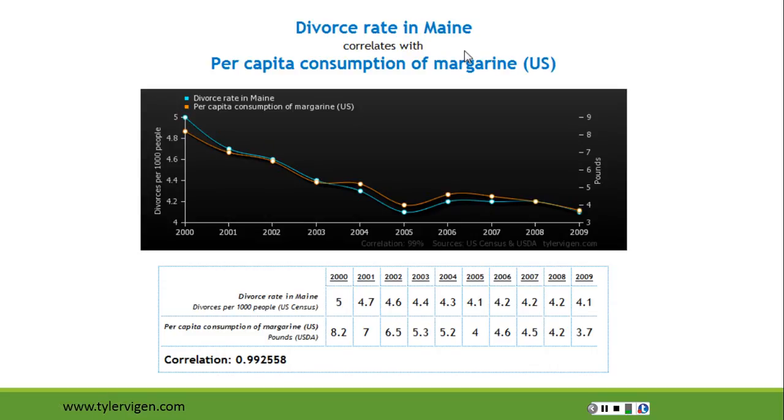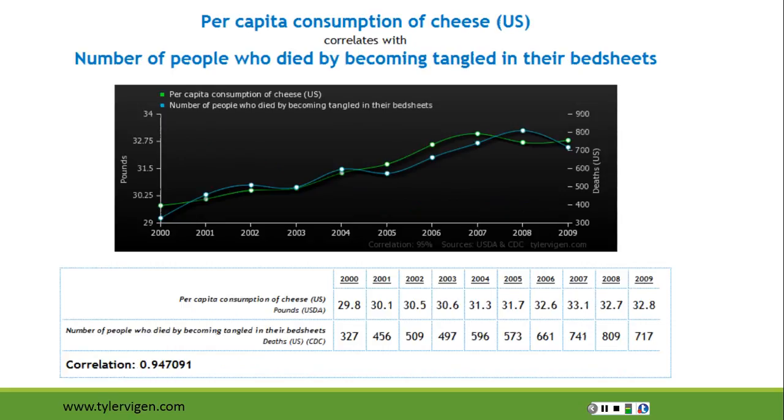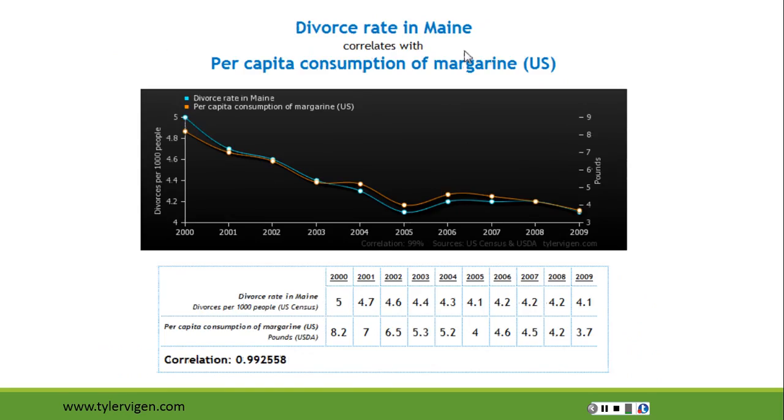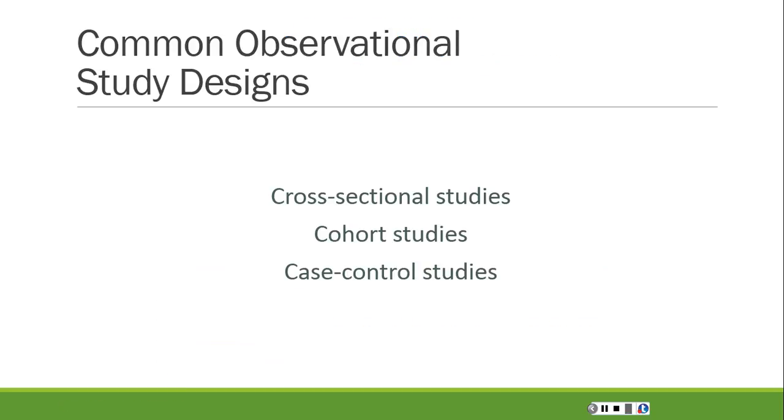So you have to ask yourself, do we think that cheese consumption is leading people to die by becoming tangled in their bed sheets? Or that divorce is somehow associated with the rate of consumption of margarine? Probably not. But correlations such as these can demonstrate the dangers of association studies and underscore the fact that association studies really need to be well designed and executed in order to avoid spurious associations such as this.